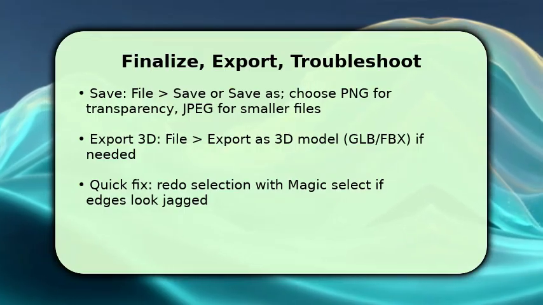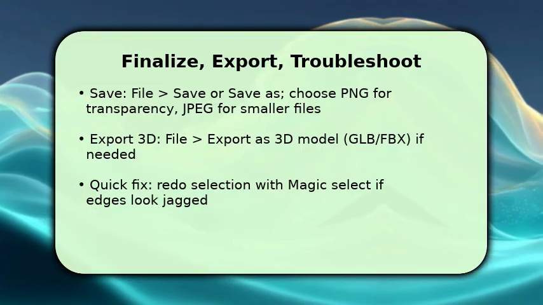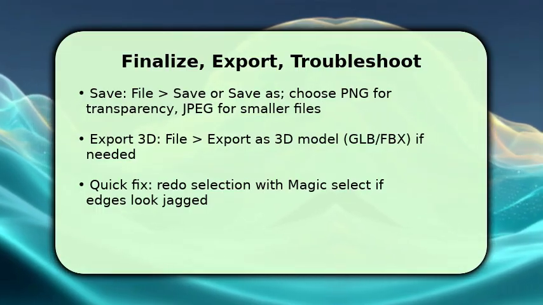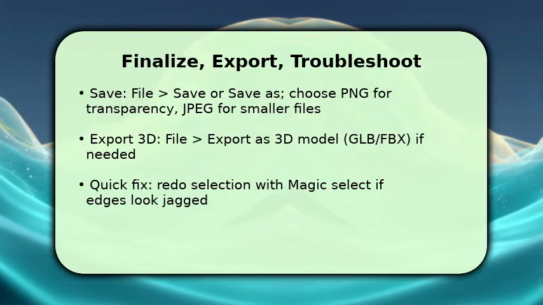Once saved, zoom in to check edges and redo any Magic Select passes to fix jagged borders. If colors shift on export, make small adjustments to brightness/contrast and re-export. This simple tweak usually resolves color or compression issues quickly.